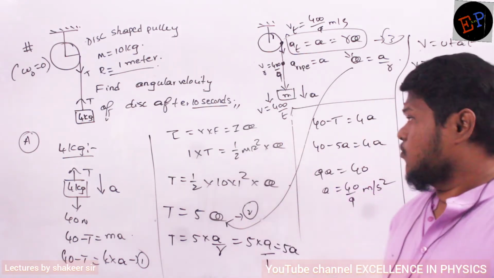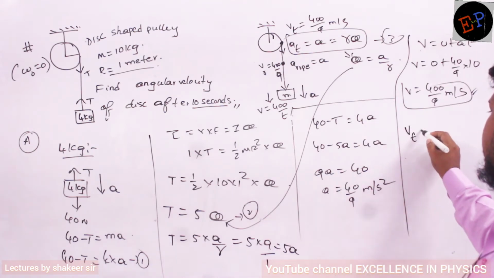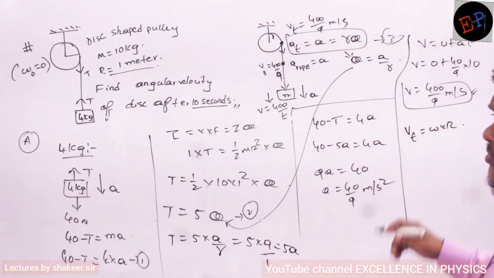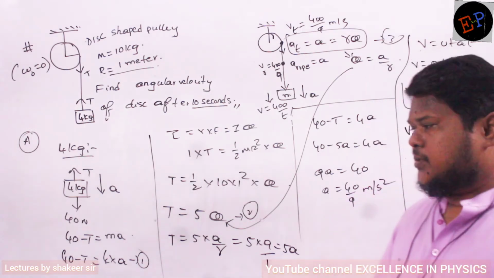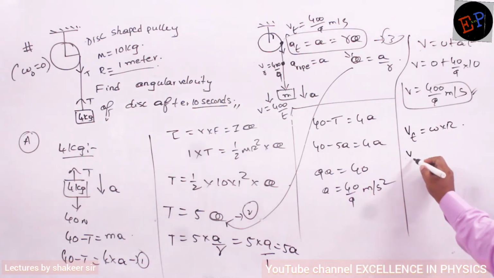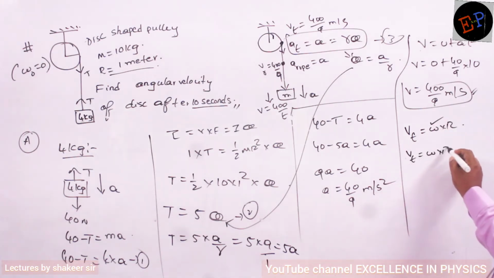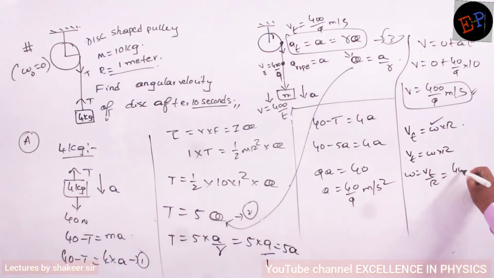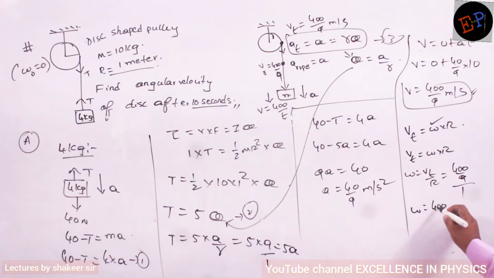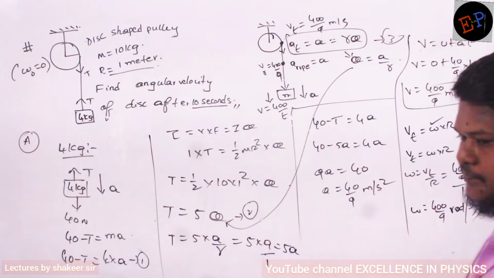Is it clear? Once I calculate the tangential velocity of the pulley, it is equal to omega into r, no? Tangential velocity formula, omega into r. So V tangential is equal to omega into r. So the omega value is V tangential divided by r. V tangential is 400 divided by 9. Radius is 1. So omega is equal to 400 by 9 radians per second. That's all. That is my answer.